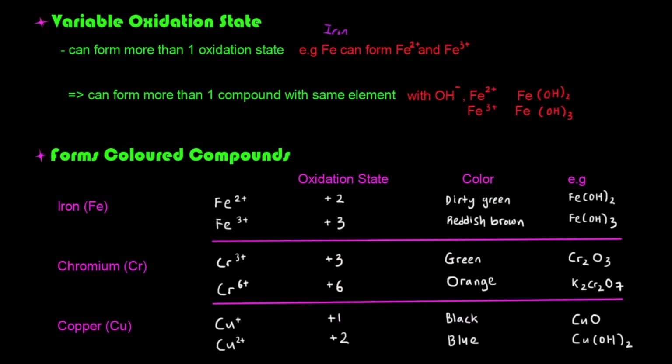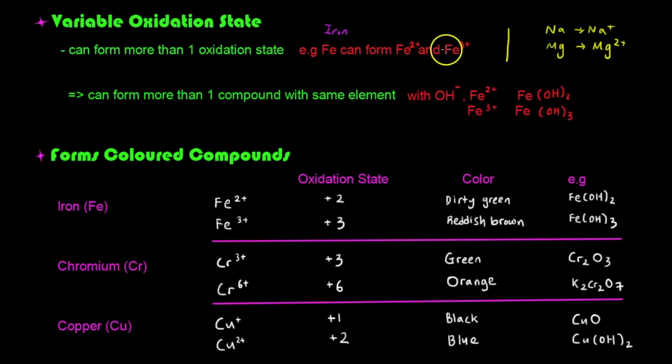This is quite weird compared to what we have learned so far, right? For example, sodium is in group 1, so it can only form Na+. Magnesium is in group 2, so it can only form Mg2+. It cannot form Mg3+, and neither can Na form Na2+ or Na3+. But in the case of transition metals, they are very unique because Fe, for example, can form 2+ and 3+, so they have more than one oxidation state.